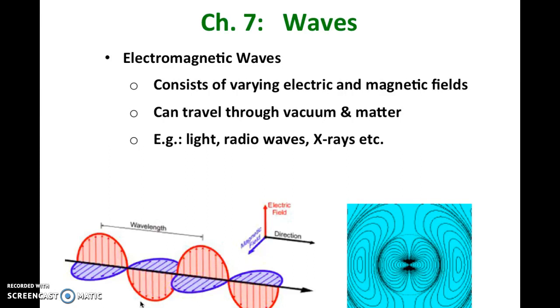Electromagnetic waves consist of varying electric and magnetic fields and can travel by themselves through vacuum and matter, such as radio waves, light, X-rays, and so on.